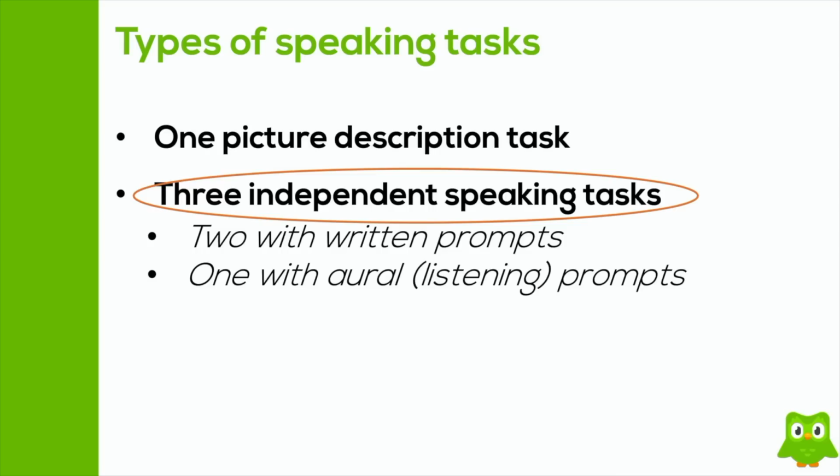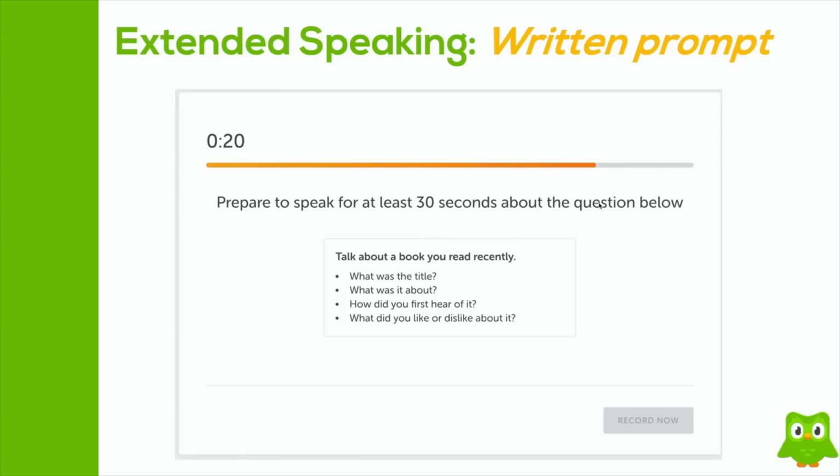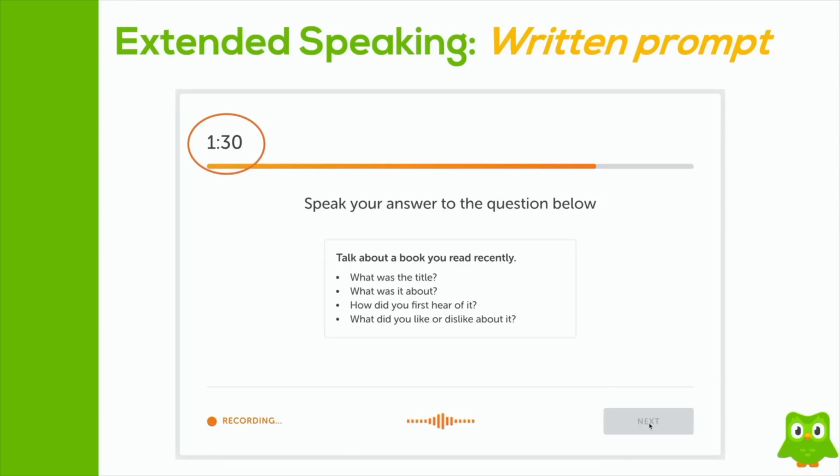The written prompt looks like this. You have between 20 and 30 seconds to prepare, and you just click that Record Now button at the bottom when you're ready. It says that you should speak for at least 30 seconds about the questions below. And while that's true, I highly recommend that you speak for longer. So in this task, you actually have 90 seconds to answer this question, and like I mentioned, I strongly recommend that you speak for at least 80 seconds. Because at the end of the day, this is an English test where you're supposed to show off your English.